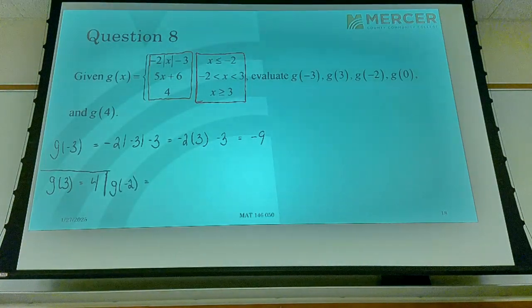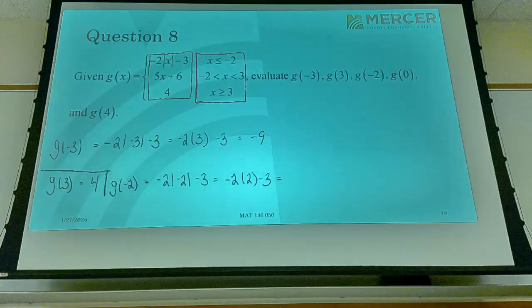G of -2. Which piece are we going to plug it into? First, second, or third? First one. -2 times 2, -4, minus 3, -7.